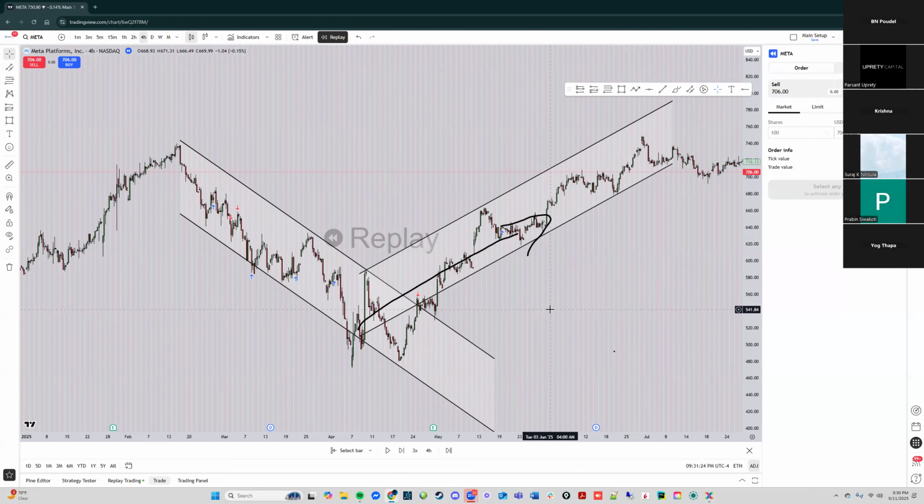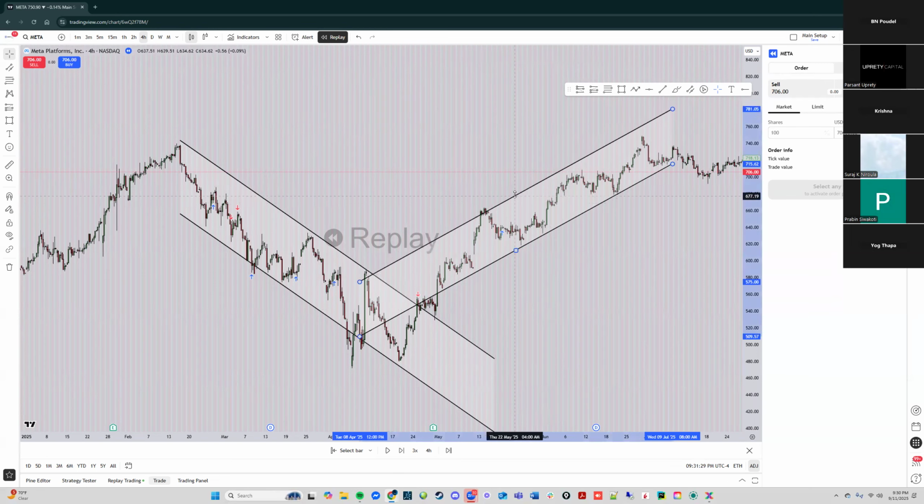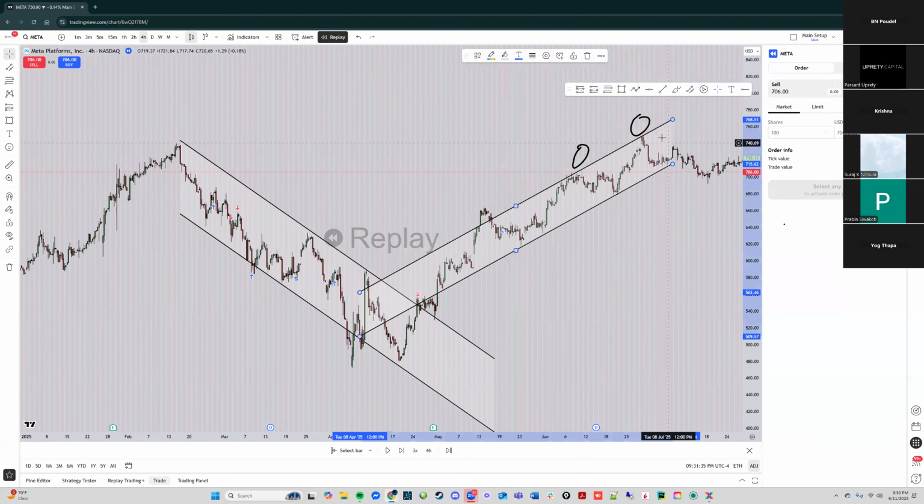Now, one thing that we should have done is we should have rebalanced the channel and made it a little bit tighter. The reason it wasn't hitting our target was because we didn't rebalance the channel. If we had rebalanced it, we would already have been out of this trade.